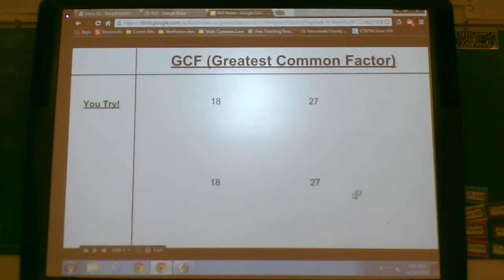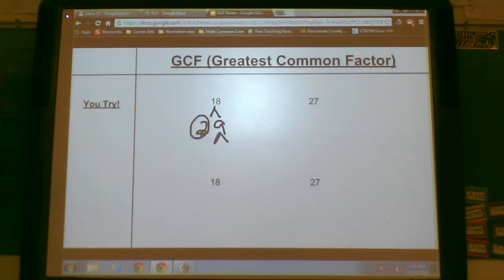Alright, so let's go through and try a couple of them together. So the first one we have here is 18 and 27. First of all, we're going to do one with factor tree and one with step division. So if we start with factor tree, what two numbers multiply to 18? Okay, good. I'm going to use 2 and 9. 2 is prime, so we circle it. 9 is not, so we factor it out.